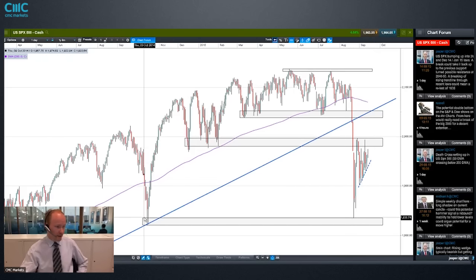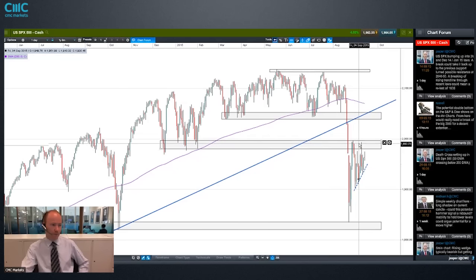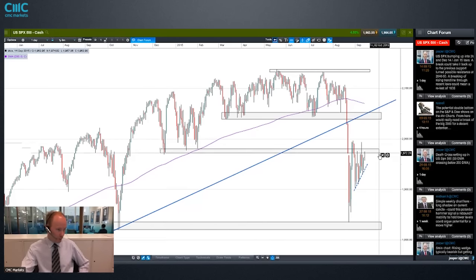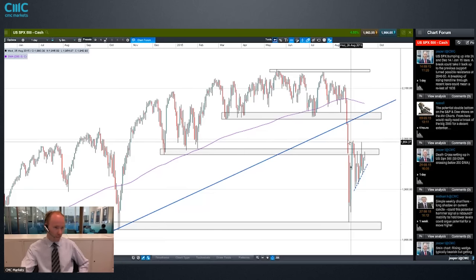We dropped right down into the vicinity of this low. We didn't quite make it to the very low, about 1820, but we got to 1835, and we reversed pretty hard from there. And again, here's the lows, which I originally had this zone drawn more like this. We have gone through it.